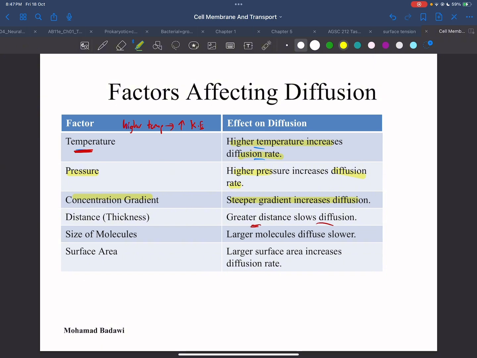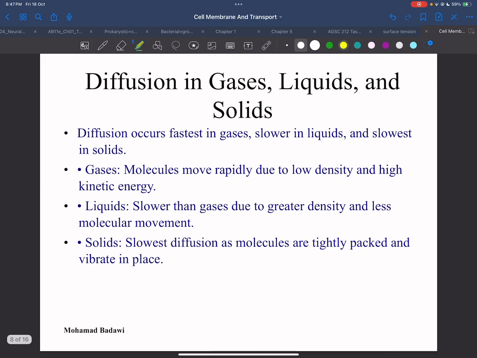Now also, if we're going to look at the size of molecules, of course, larger molecules will diffuse slower, while smaller molecules will diffuse faster. Now even the surface area, if I increase the surface area, of course I'm going to increase my diffusion rate. And also it depends on the medium. Now, diffusion usually occurs fastest in gases and slowest in solids.